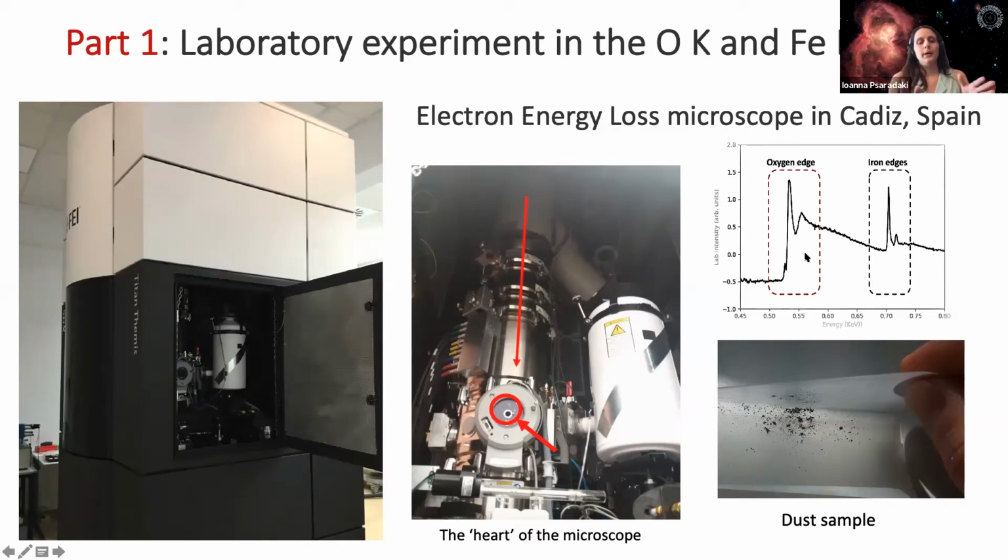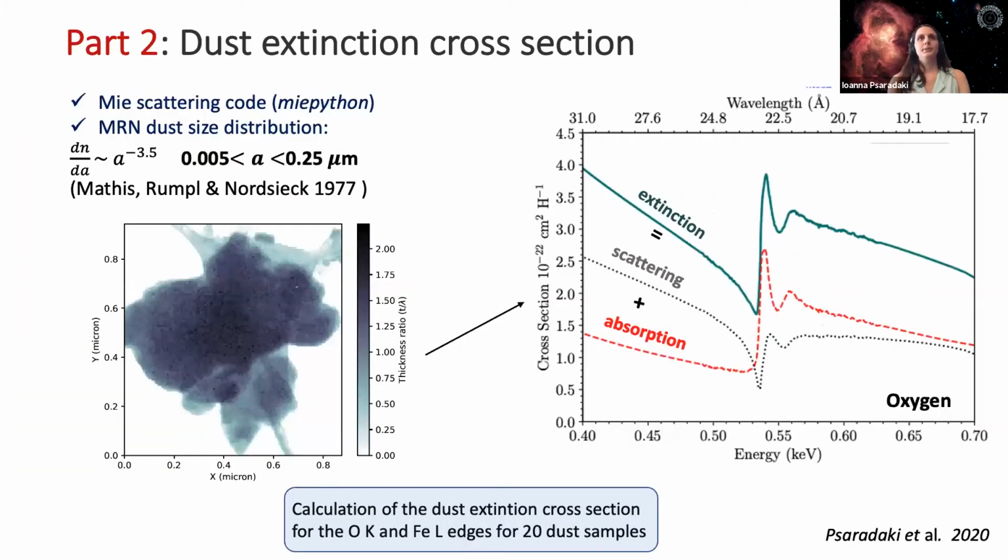So once we acquire all the laboratory measurements for these 20 samples, we want to translate this spectrum to something that our X-ray fitting packages understand, because the final goal is to fit the X-ray absorption spectra and understand the chemistry of interstellar dust in the lines of sight we study. And we come to part 2, which is the computational part.